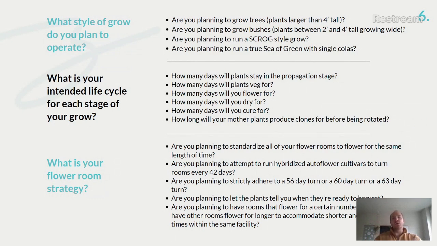And so if we know the intended life cycle for each stage of the plant, we can then determine how many rooms, what size those rooms have to be, and most importantly, what the proportion of one room to another is. Let's just give one tiny example.